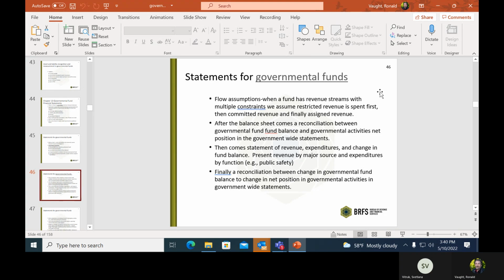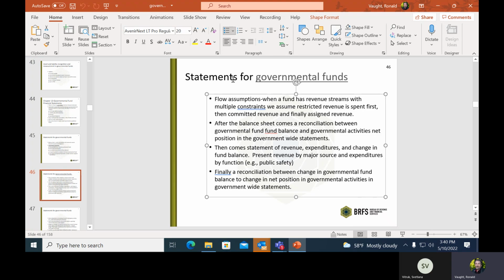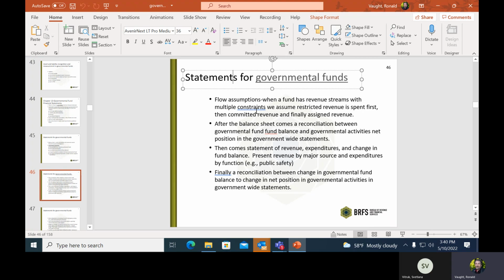So statements of. Flow assumptions. When a fund has revenue streams with multiple constraints, we assume that the restricted revenue is spent first, then committed revenue, and finally assigned. After the balance sheet comes a reconciliation between the governmental fund balance and the governmental activities net position in the government-wide statements. Then comes a statement of revenue, expenditures, and changes in fund balance, which presents the revenue by major source and expenditures by function. And finally, a reconciliation between the change in governmental fund balance and the change in net position.